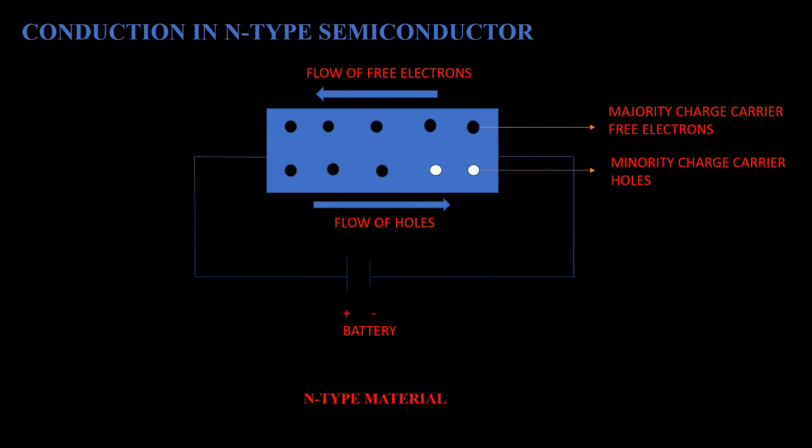Okay guys, now come to this diagram. This diagram explains the conduction in N-type material. When this material is connected to an external voltage, its majority carriers, which are electrons present in the conduction band, tend to move towards the positive terminal of the supply, and minority carriers, that are holes present in the valence band, move towards the negative terminal of the battery.